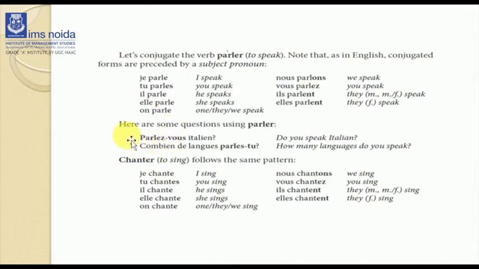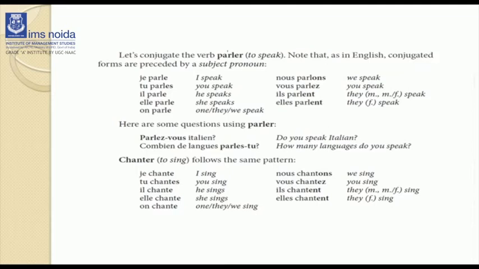In the example, as you can see, I have taken two sentences. The first one is Parlez-vous italien, which means do you speak Italian? And the second one is Combien de langues parles-tu, which means how many languages do you speak? As you can see in these two examples, we are using interrogative sentences. In the same way, you can use these conjugations in any form of sentence: affirmative, interrogative, or negative.